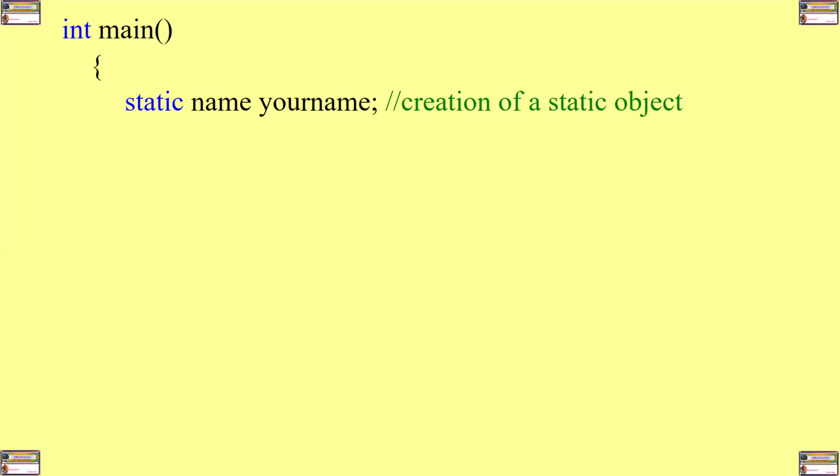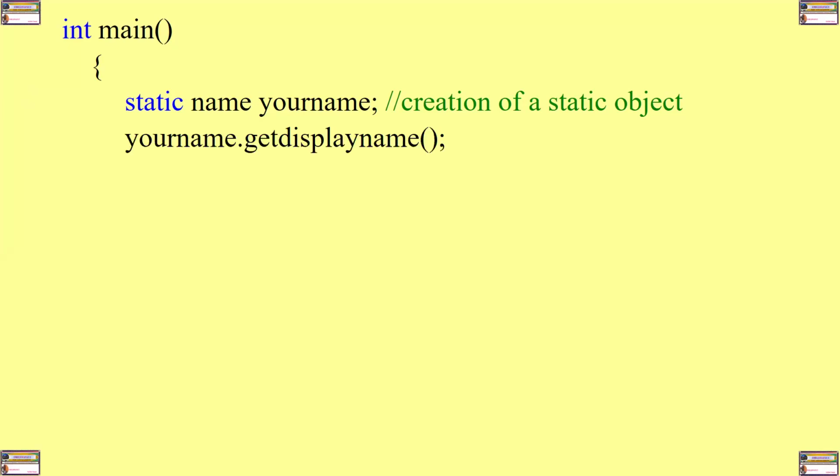And this object is static. You can see we precede the declaration with the reserved word static, then followed by the variable or object type, which in this case is the class, and the class is called Name, and then the object name or the instance is yourname.